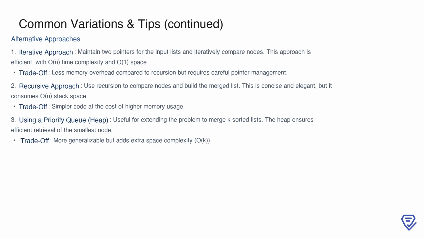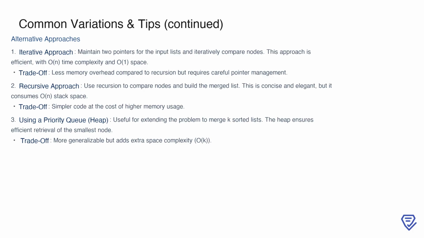By comparing nodes and calling the function recursively, you can achieve the same result with simpler code. However, this comes at the cost of O(n) stack space, which can be a concern for very large inputs. A third alternative involves using a priority queue or heap, especially if the problem extends to merging k-sorted lists. The heap allows you to efficiently retrieve the smallest node at each step, making it a generalizable solution. However, this approach introduces extra space complexity, typically O(k), due to the heap structure.